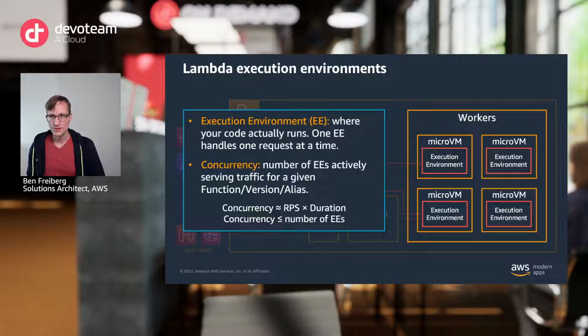It's important to understand that an execution environment is only able to process at most one request at any point in time. That means if you need to process more than one event at a time, there need to be multiple execution environments. And that's how scaling works. That's also the way to understand concurrency. Concurrency is just the number of execution environments that are working on any request at a point in time.